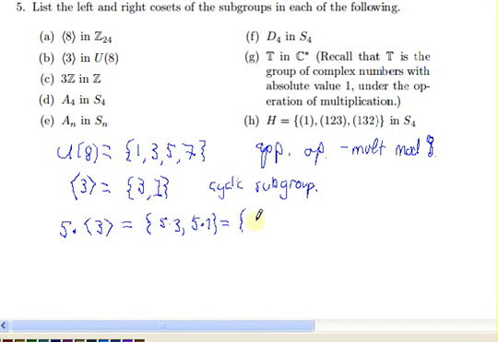And that will give me the set 15. Now 15 mod 8 is what? Well, subtract 8, that gives me 7. 15 mod 8 is 7. And then 5 times 1, of course, is 5. Okay, so if I take 5 multiplied by the cyclic subgroup, I get this other set. And this set is actually called a coset of 3 that contains 5.